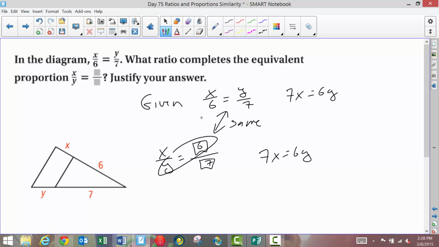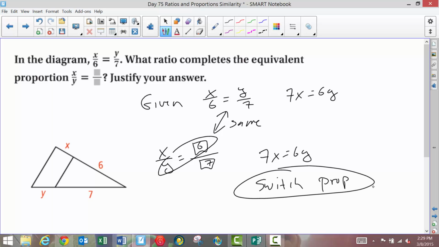So again, the key to solving missing proportions is look at the given proportion, do your cross products. That will tell you what your missing blanks have to be. And how do we justify our answer? Well, what did we do? We switched. We did the switch property. And that's our reasoning.